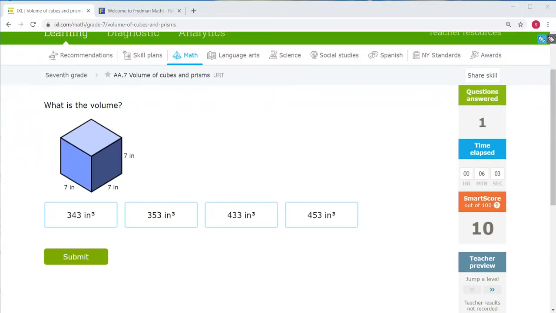What is the volume? So again, volume is equal to the area of the base times the height. Here, the base itself is another square, and that is 7 by 7. To find the area of a square or a rectangle, it's just the length times the width, in this case 7 times 7. So for the area of the base, we'll write 7 times 7.